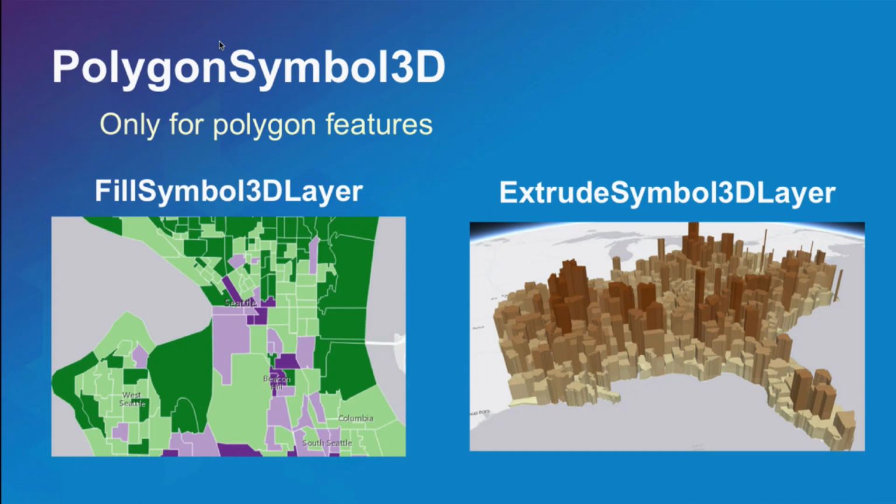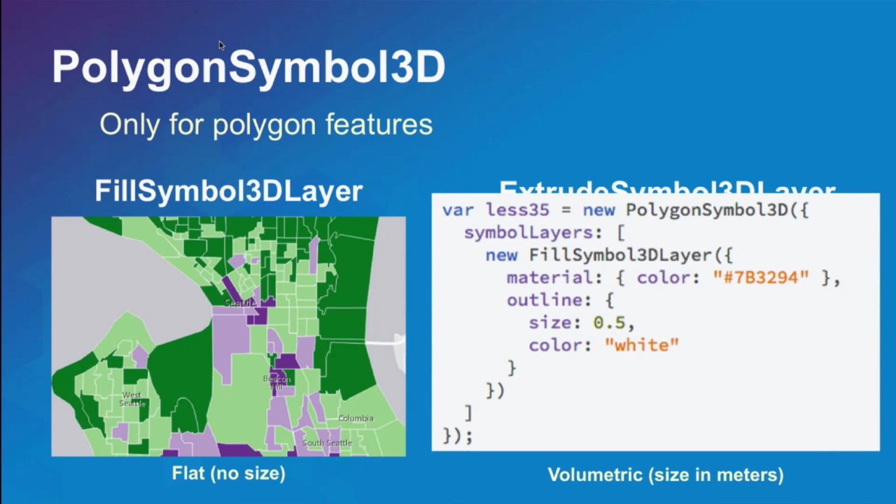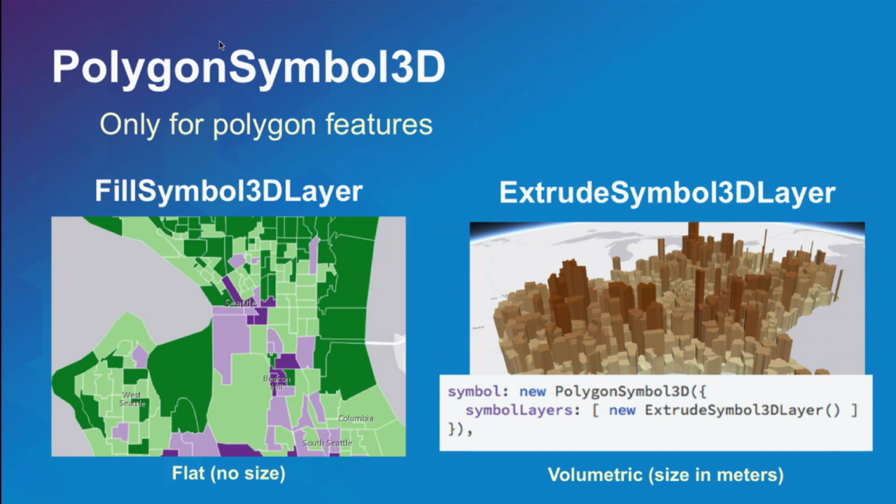And then polygon symbol 3D. You can actually do a lot more with this, but these are the two main ones. You have the fill symbol 3D layer, which has no size. So all you have to define really is the color and the material property, and then the outline. Whereas the extrude symbol 3D layer, this code snippet isn't very good, I'm sorry, I should have changed it. But it has a size property within the extrude symbol 3D layer, and that will drive the size in meters as well.